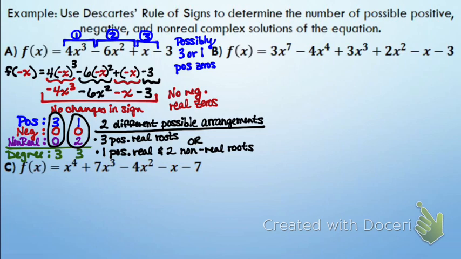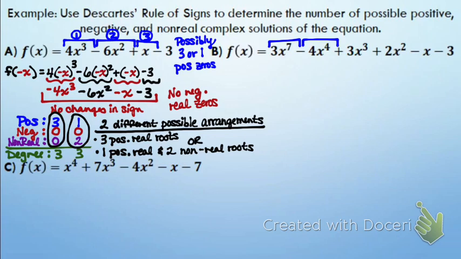Okay. Let's look at B. Let's just count up the possible positives right now. What are the possibilities for the positive real roots? 3. Because I go from positive to negative, from negative to positive. Here's positive to positive, so I don't count that. That's not a change.